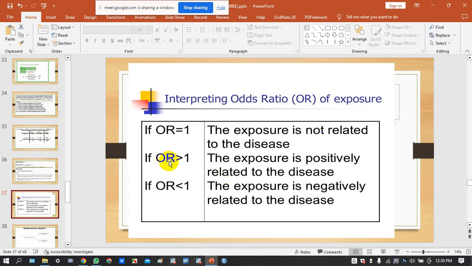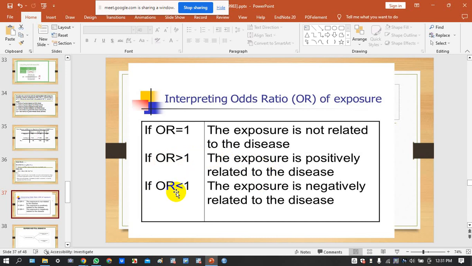Then an odds ratio greater than 1 means that the exposure is positively related to the disease, meaning that the risk factor is what is causing the disease. For instance, if you have lung cancer and the exposure is smoking, and the odds ratio is greater than 1, say about 1.5 or 2 or 10 or 15, it means that what is causing the lung cancer is the smoking.